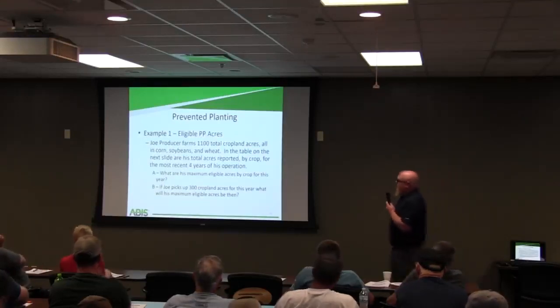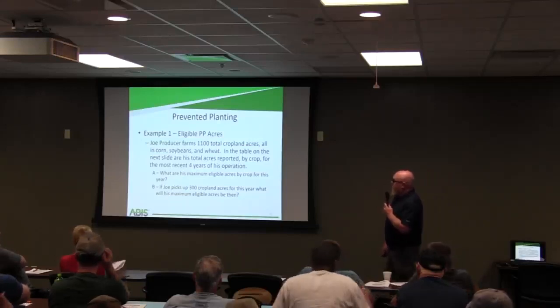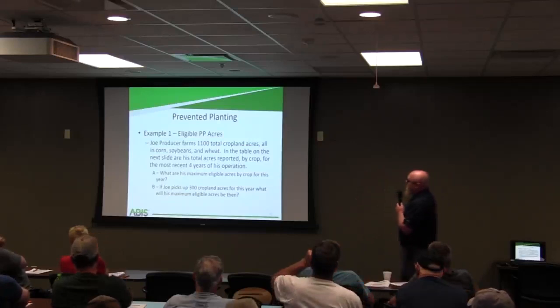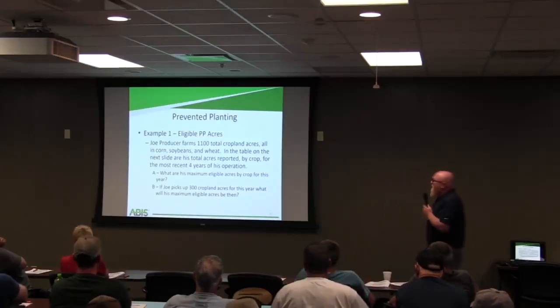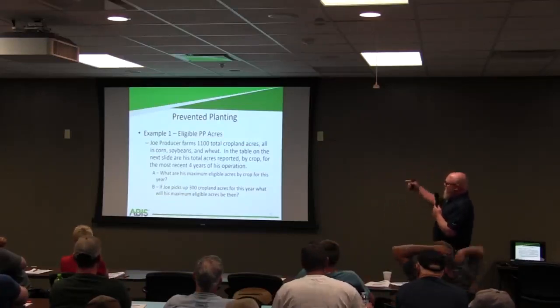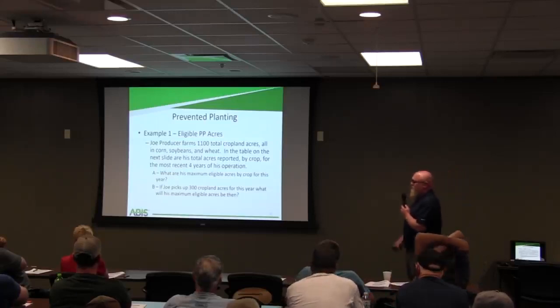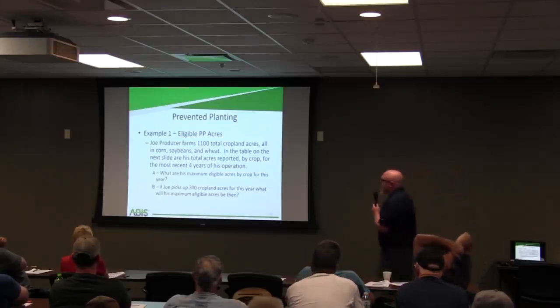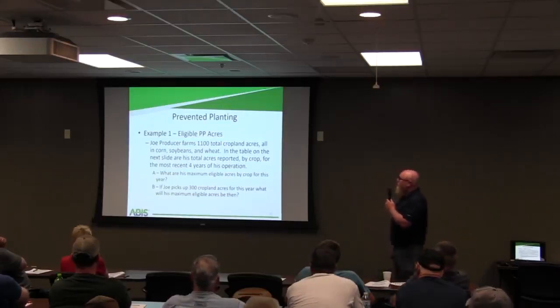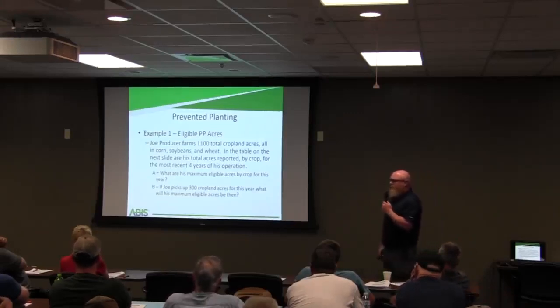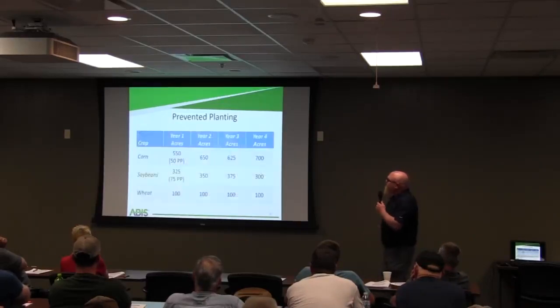And so here's just a quick example on the eligible PP acres. So we've got a Joe producer who's farming 1,100 acres total, corn, soybeans, and wheat. And we've got his planted acres in the next slide reported by crops for the most recent 4 years. I kind of touched on this a little while ago. So we're going to find out what his maximum eligible acres are by crop, and also we're going to look at an added land scenario here and how that will affect what his eligible acres are.